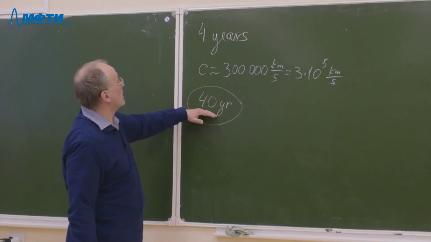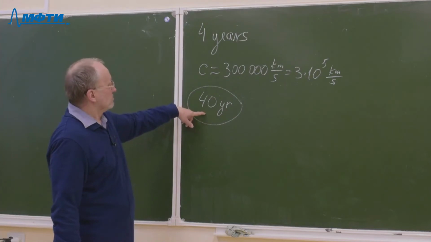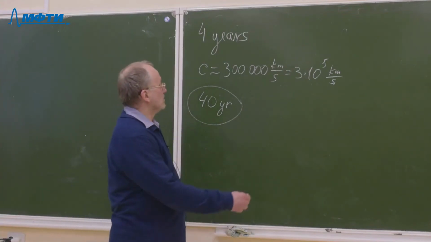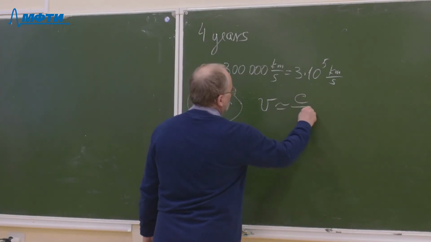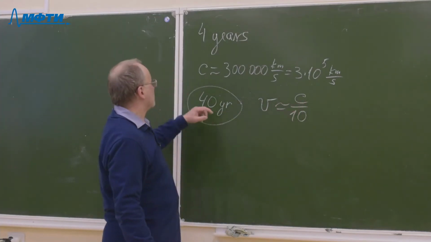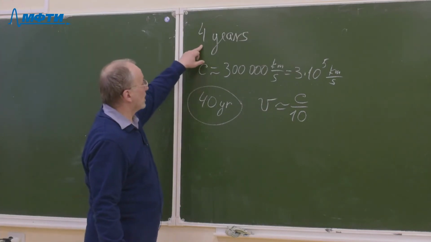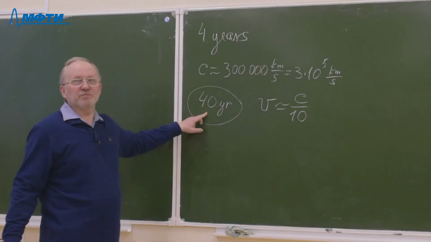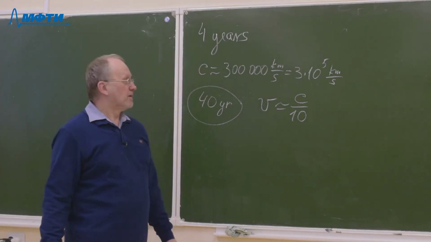So in order to cover the distance to the nearest star in 40 years, the spaceship must travel at 10% of the speed of light. So the velocity of the spaceship should be about c over 10. If the velocity goes just at 1/10 of the velocity of light, then it will take 10 times more for the spaceship to reach the nearest star than the light. The light goes there in 4 years, and the spaceship will take 40 years. So the spaceship should move with approximately this velocity to the star.